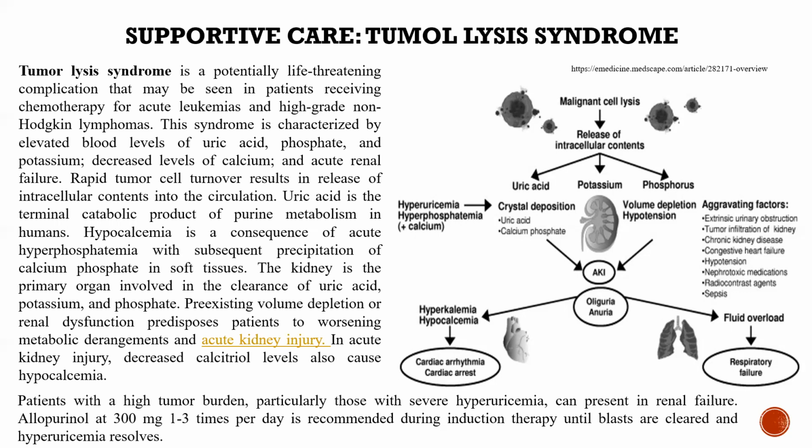Allopurinol at 300 milligrams 1 to 3 times a day is recommended during induction therapy until blasts are clear and hyperuricemia resolves.